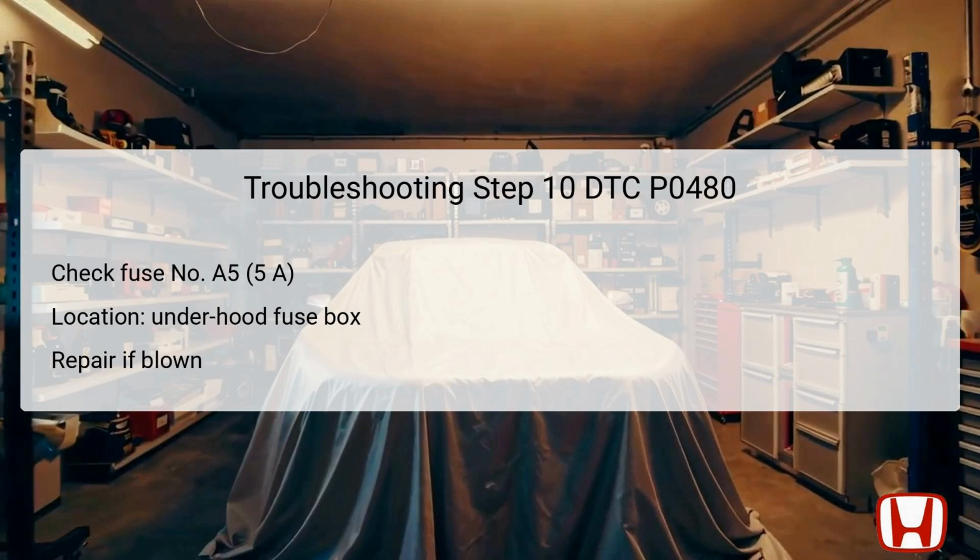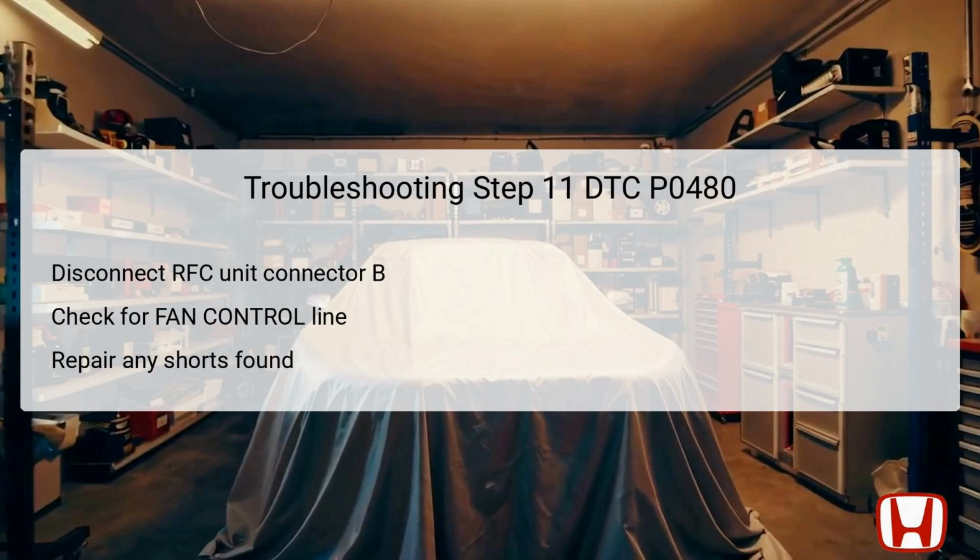further investigation. Step 11 requires disconnecting RFC unit connector B to check for shorts in the fan control line between the powertrain control module, PCM, and the RFC unit. This check is vital to ensuring that there are no electrical shorts that could impair connectivity. If shorts are confirmed, repairs must be carried out to restore proper electrical flow between these components.